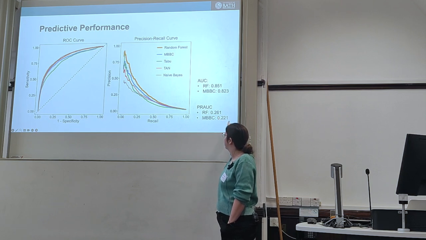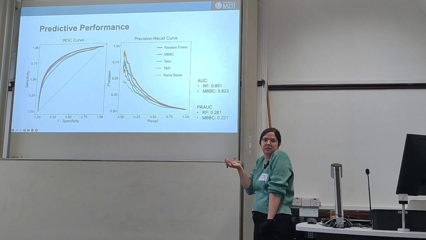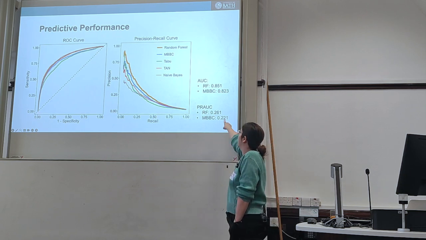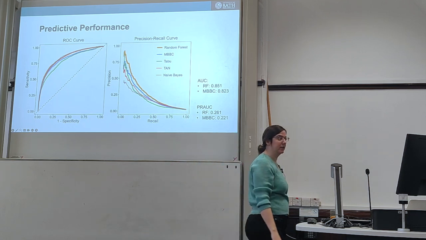Again, the thing to compare to here is 2%. If we were randomly guessing, we'd have a 2% success rate. So we're doing a lot better than 2% here, and random forest is definitely doing a bit better here.